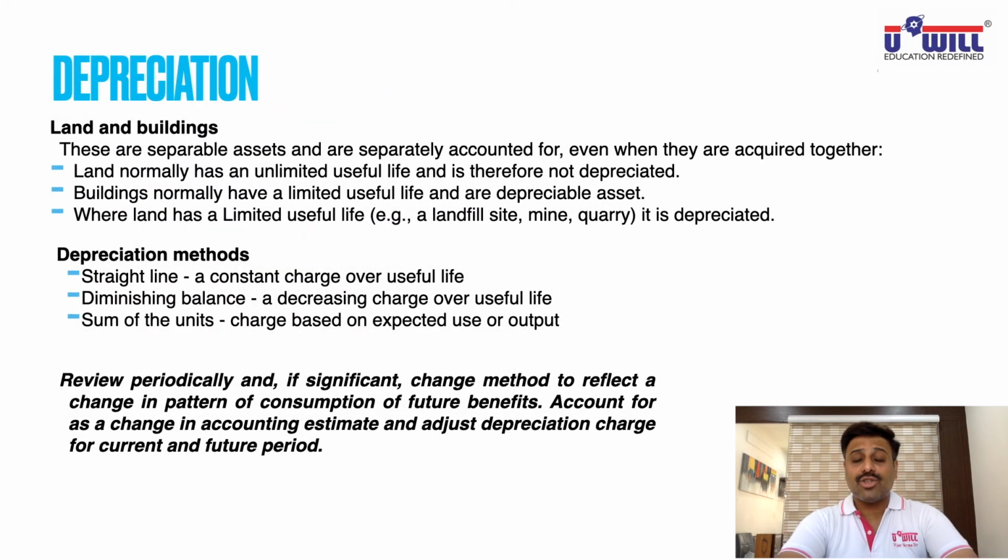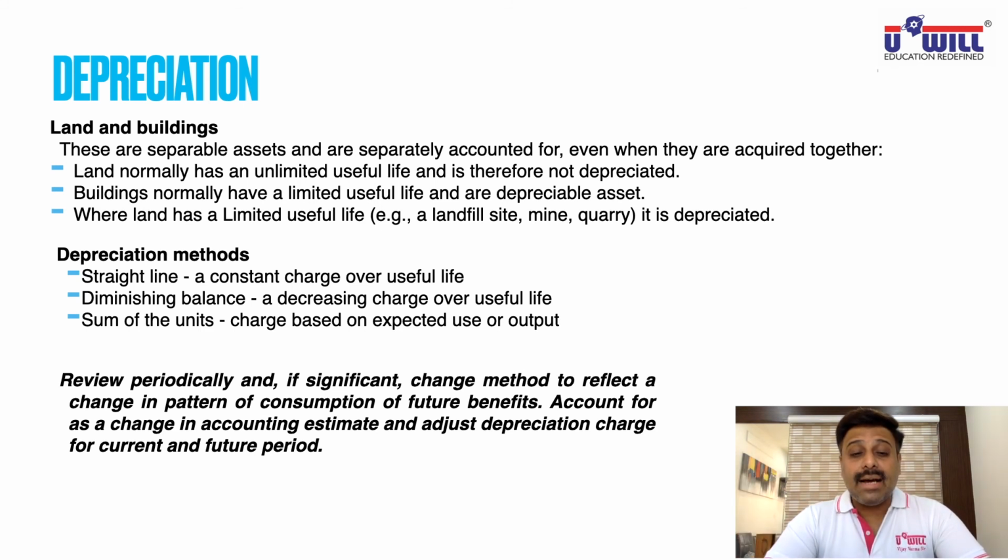Now we come to the last topic in this chapter, depreciation. Depreciation I am discussing very much in brief because there is not much to understand. What you have been studying in past is sufficient. Straight line method is there, reducing balance method is there, formula is C minus S upon N, all that we have already studied. Land and buildings, these are separable assets and are separately accounted for even when they are acquired together. This is to be remembered. Underline this, separately accounted for even when they are acquired together. It can be asked in MCQs.